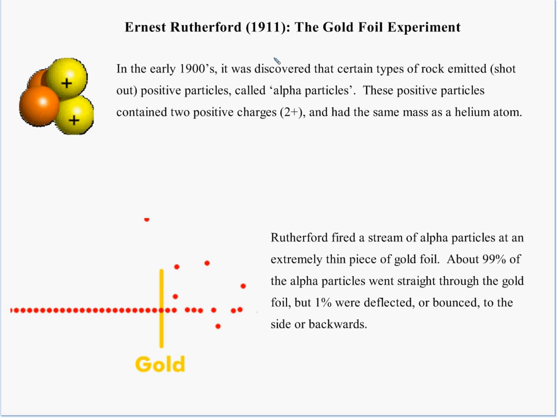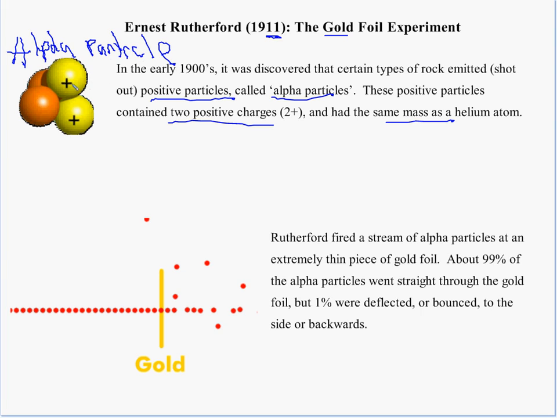All right, let's talk about my boy Rutherford. So this is like 14 years afterwards, and he's doing this gold foil experiment. Okay, it says in the early 1900s it's discovered that certain types of rocks emitted positive particles called alpha particles. Just by the way, this is called radioactivity. We might study it at the end of the year. These positive particles contain two positive charges and had the same mass as a helium atom. So I'm assuming this is an alpha particle. I see the two positives right there. And two orange ones, I don't know, okay.